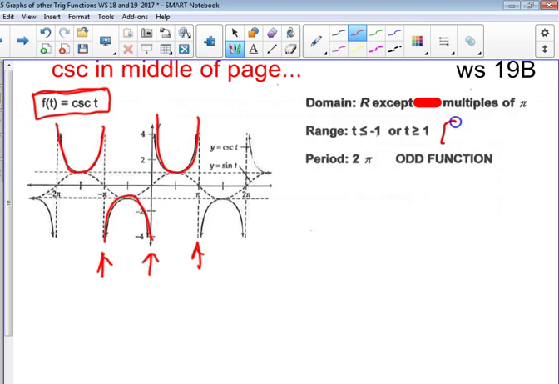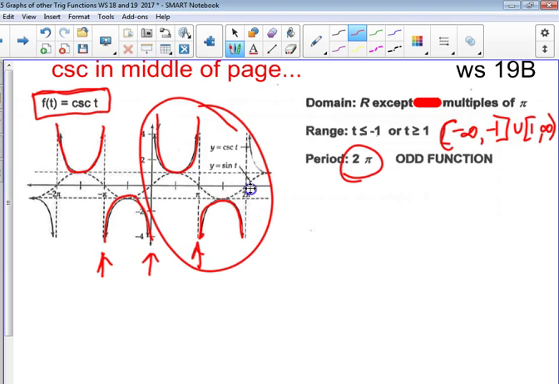If we wrote that in interval notation, we'd have some disgusting thing like, which you're not going to have to do, okay? It is an odd function because it's the same upside down and the period is 2π. Okay, because when I get to 2π over here, we had the up branch and the down branch.